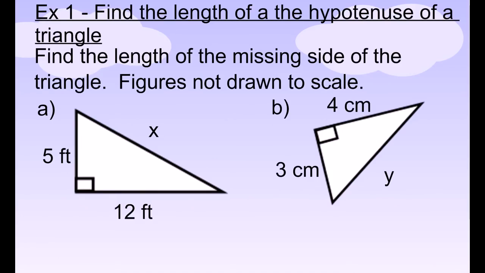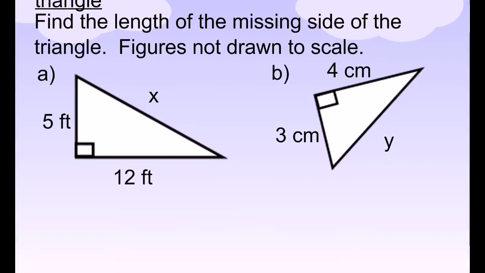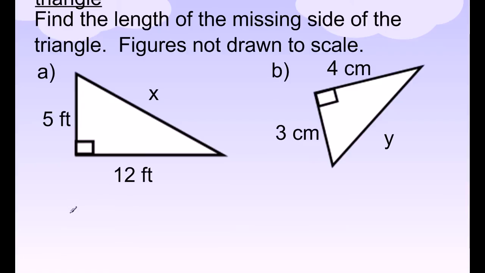So, first problem here says we're going to find the length of the missing side of the triangle. And the figures may not be drawn to scale. So here I have a triangle that says this side is 12, this side is 5, and I want to find this missing side. In this case, I'm looking for the hypotenuse. So let's see. Well, first thing, if you're ever given a formula to do something, write down the formula. a squared plus b squared equals c squared.